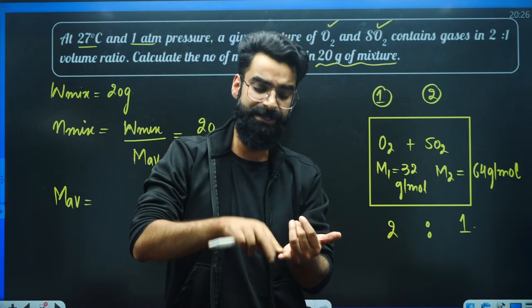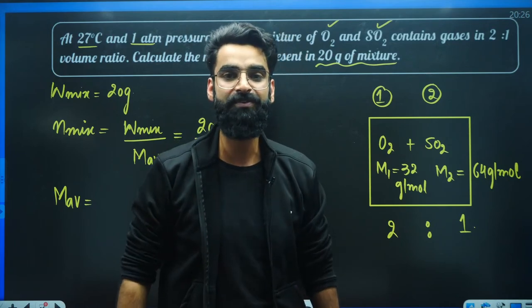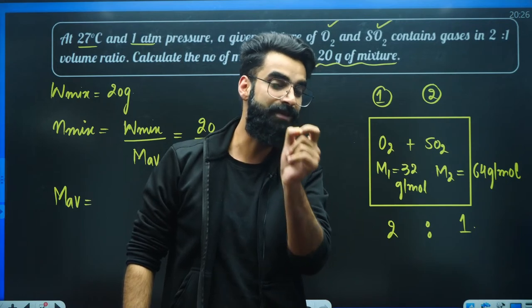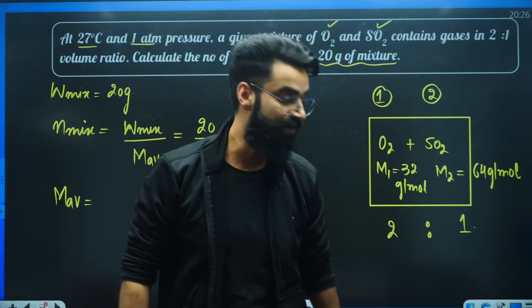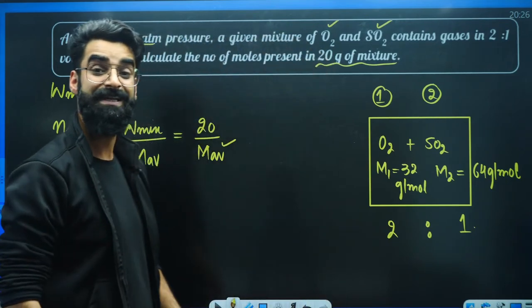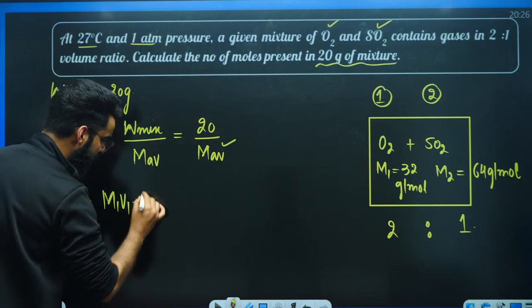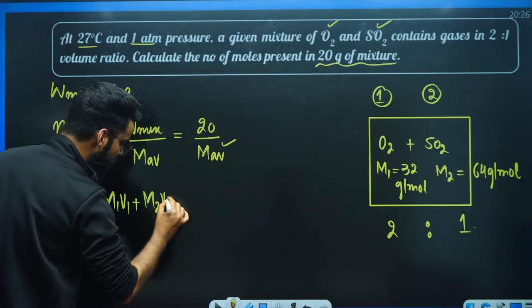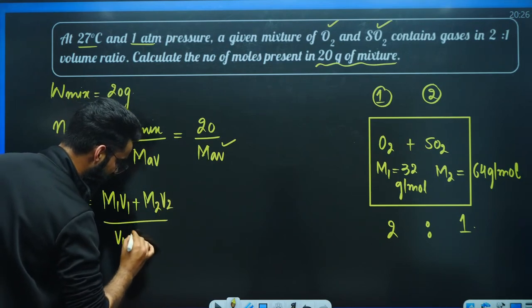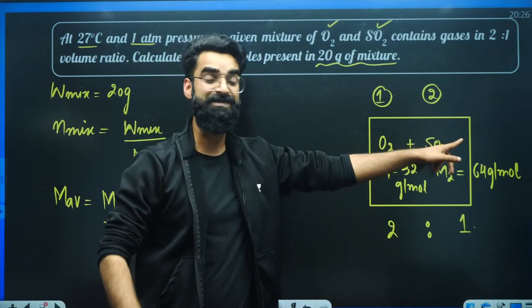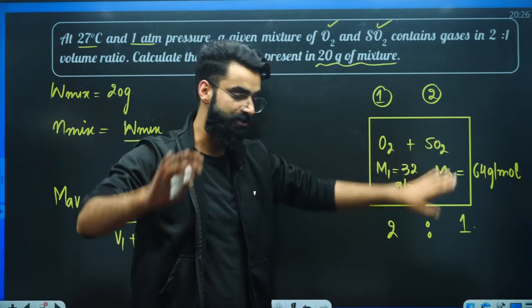which result will I use to calculate average molar mass? Should I use the mass result, the mole fraction, or the volume result? There is only one result which is valid at constant pressure and temperature: the volume result. So I'll use this result: M1V1 plus M2V2 divided by V1 plus V2. Why did I use this result? Because the given mixture is kept at constant pressure and temperature.